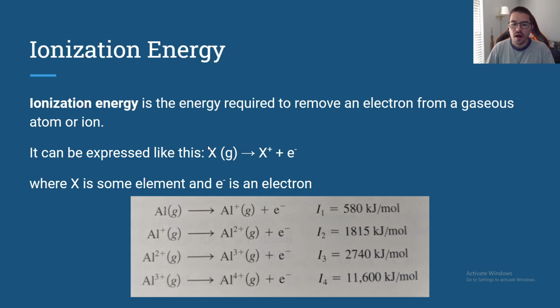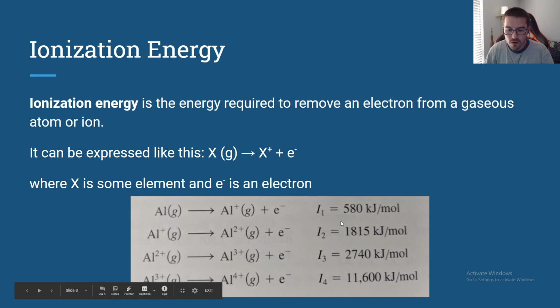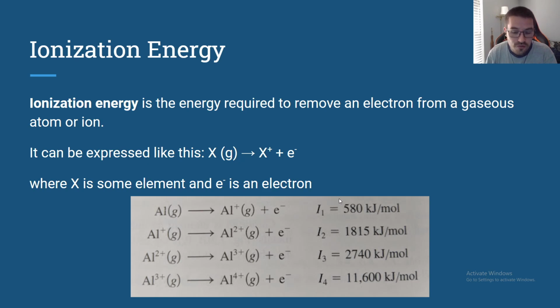And the thing is, this actually can happen multiple times, right? You could take this positively charged ion that we produced here, and you could remove another electron off of it, okay? And so you can see here that this diagram down here has 4 different ionizations taking place. These values over here, I1, I2, I3, I4, are the different ionization energies associated with these 4 different processes, okay? And as you can see, these ionization energies increase each time, okay?